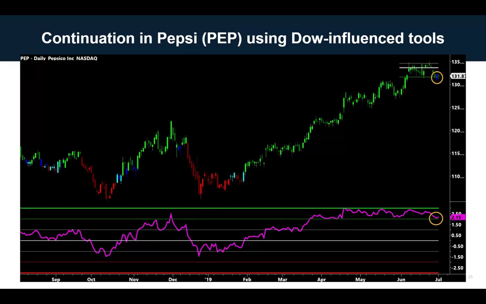Gang, you find these levels that have the price and participation, that emphasis, gang, on participation. That's what Charles Dow told us 140 years ago. All right, so again, this is a continuation play in Pepsi from today using these Dow influenced tools.